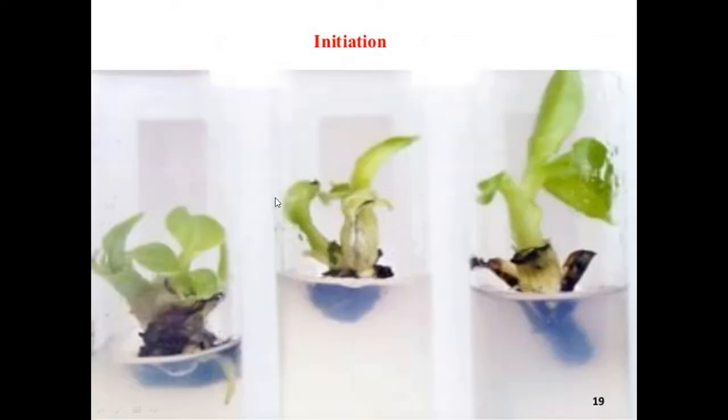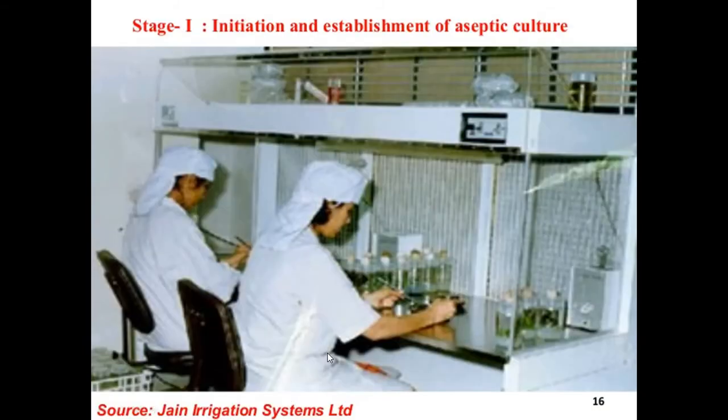Okay, now you can see this diagram. These are the initiation steps of the micropropagation. These are the plants that are initially grown. Okay, now the second step is the initiation and the establishment of aseptic culture.